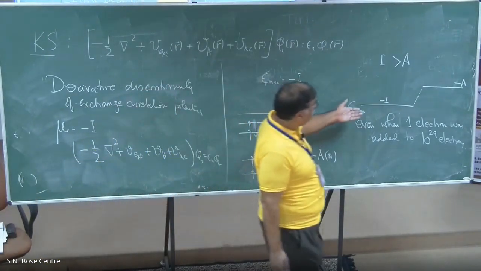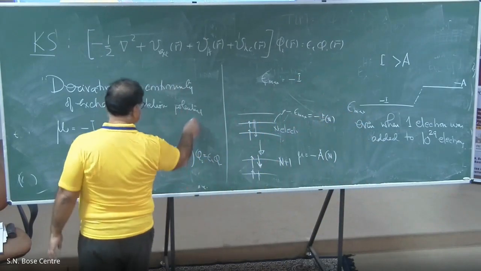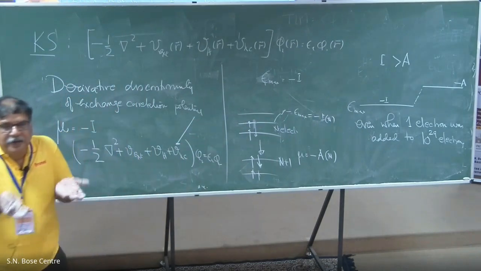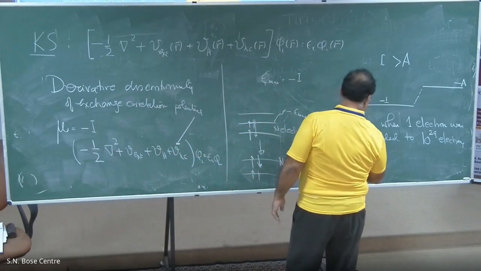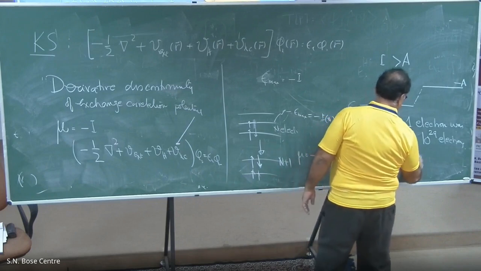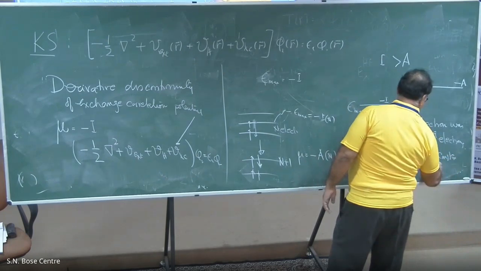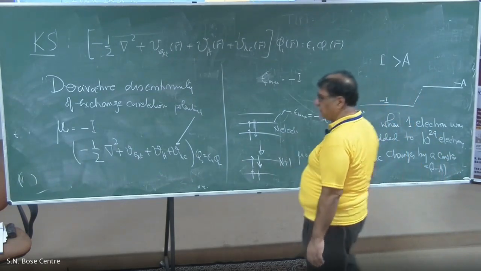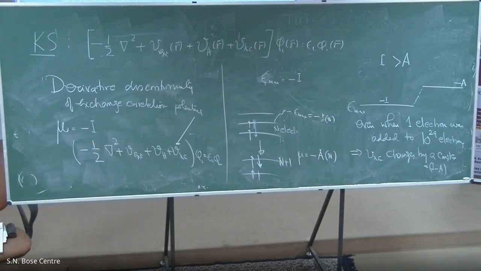how could this jump come along? The only thing that can change is the exchange-correlation potential. This implies that the exchange-correlation potential changes by a constant. This is the price you pay for trying to represent an interacting system by a non-interacting one.